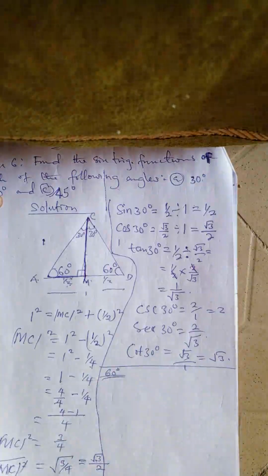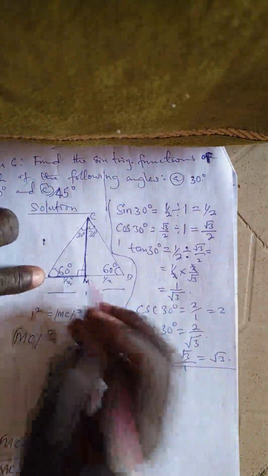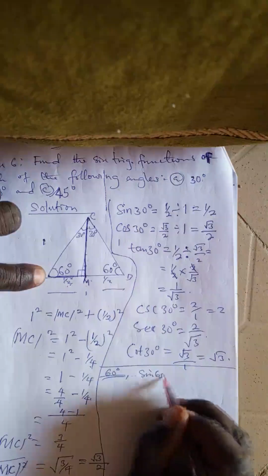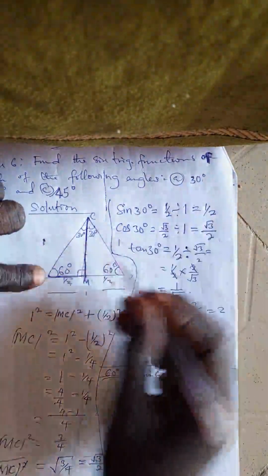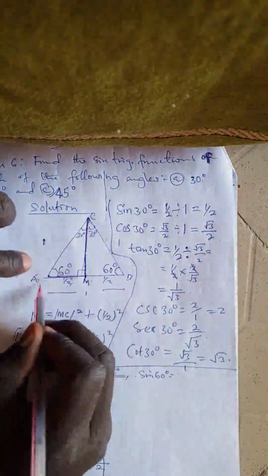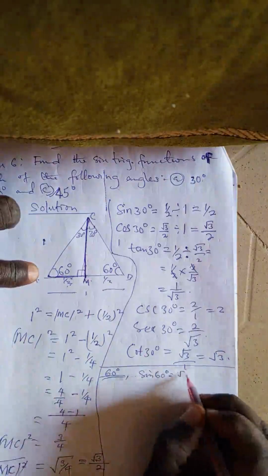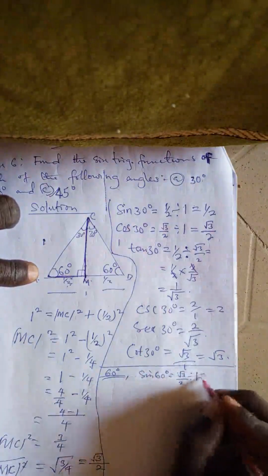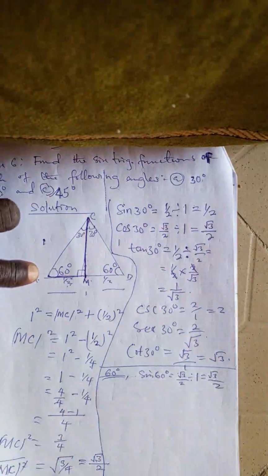Angle 60. So, in terms of 60, we just stop like this. So, sine 60 is equal to the opposite to 60, which is line MC, over the hypotenuse, which is line AC. So line MC is given as square root of 3 over 2 divided by 1, which is equal to square root of 3 over 2, because any number divided by 1 is that number.